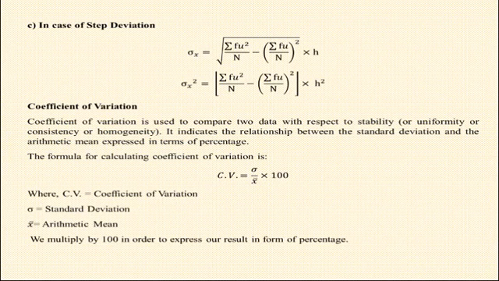Now let us discuss coefficient of variation. Coefficient of variation is used to compare two sets of data with respect to stability. It indicates the relationship between standard deviation and the arithmetic mean expressed in terms of percentage. The formula is sigma divided by x bar multiplied by 100, where sigma is the standard deviation, x bar is the arithmetic mean. We multiply by 100 in order to express our results in the form of percentage.